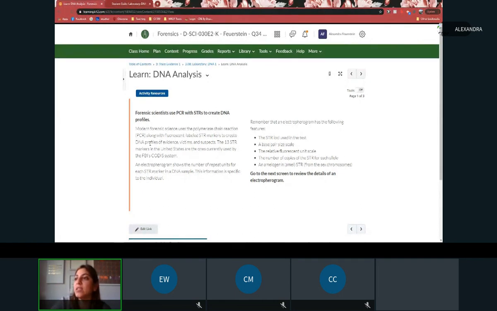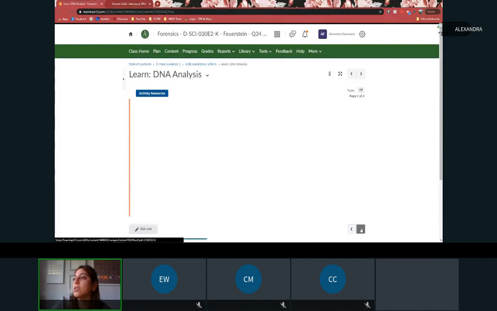So we use this idea of the polymerase chain reaction along with fluorescent labeled markers to create this evidence, right? We know that there are 13 STR markers in the United States currently used by the FBI's CODIS system. And then we've got this electropherogram, which shows the number of repeat units for each STR marker in the DNA sample, and this is specific to the individual. So we know that we have a base pair scale, a relative fluorescent unit scale, the number of copies, and an AMEL for the sex chromosome.